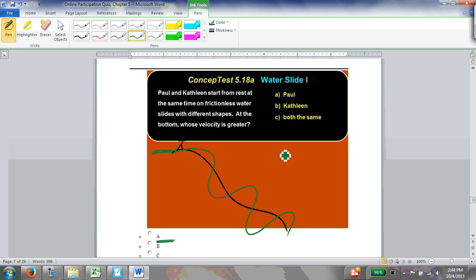So the answer for this one is C, that they're both the same. But let's say that we do have kinetic friction, and we have a slide that goes like this, and then we also have a slide that goes like this, a much longer slide. The person at the end of this slide would have a little velocity, while the person at the end of this slide would have a lot of velocity. That's because the work done by kinetic friction here is a lot bigger, since the displacement over which that frictional force acts is bigger.